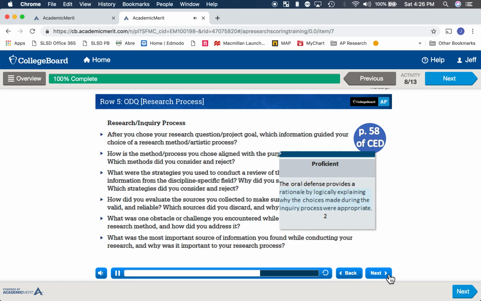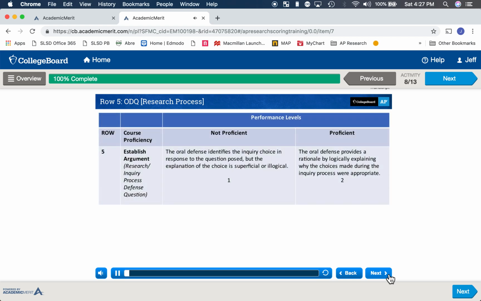You must teach students to think about their answers to these questions in the context of the requirements of the rubric. So, for example, if the student was asked the first question on this list about what information guided their choice of research method or artistic process, the student must first identify that information, and then, in order to address the proficient column of the rubric, must provide a logical explanation of why the information made the choice appropriate to the topic of inquiry. Let's look at the verbs, qualifiers, and conjunctions as we examine row 5 of the rubric.